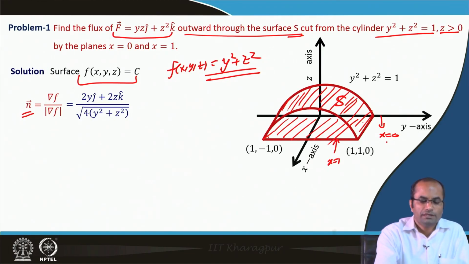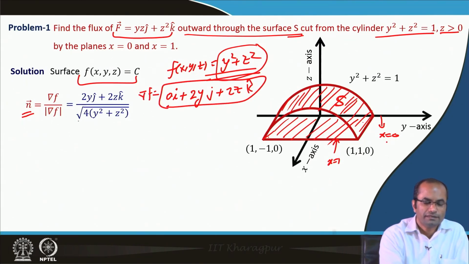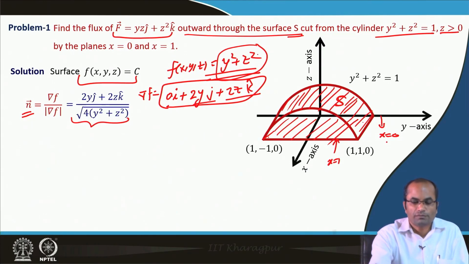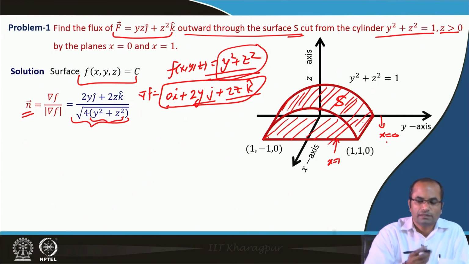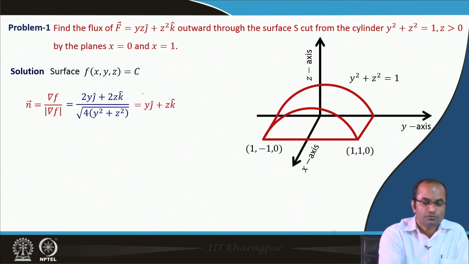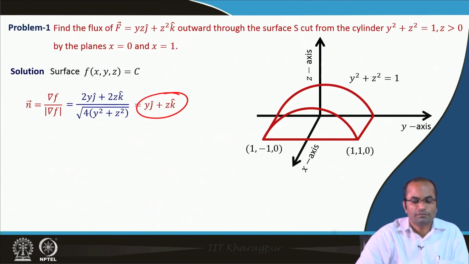So, grad f will be the partial derivative with respect to x, which is 0, so we have the 0 i component, then the partial derivative with respect to y, that means 2y j, and then we have 2z k. So, this is grad f, and then we can divide by its magnitude, so we have 2y j and 2z k. The magnitude is the square root of 4 times y square plus z square, and y square plus z square on the surface of the cylinder is given as 1. So, we have just 2, and that means the 2 will also get cancelled. So, we have this outward normal, y j plus z k.